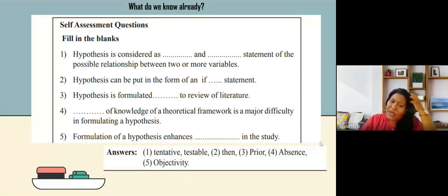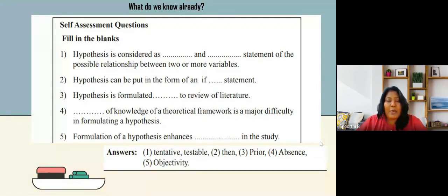These are the answers here. If there are others, don't worry. Basically, tentative, testable, correct. If then, correct. Hypothesis formulated prior to review of literature. Absence of knowledge of theoretical framework is a major difficulty in formulating a hypothesis. Remember, you need to have a theoretical framework in mind, because if you don't, you'll have to go back and forth. Remember, we said we can go back to change. If you have knowledge of theoretical framework, it gets a lot easier. And formulation of hypothesis enhances objectivity in the study.